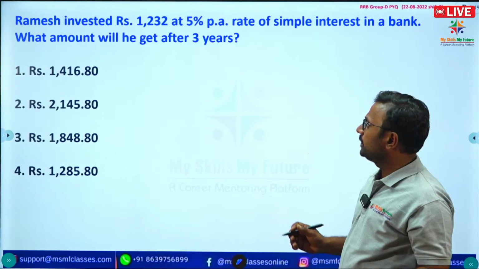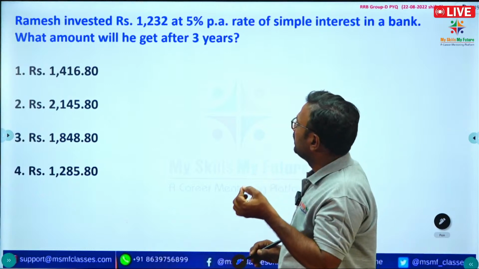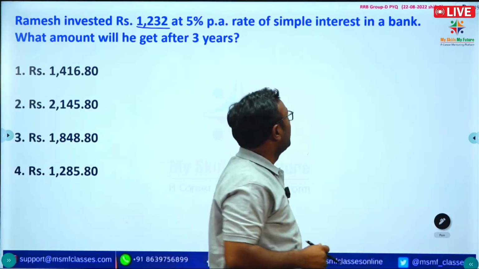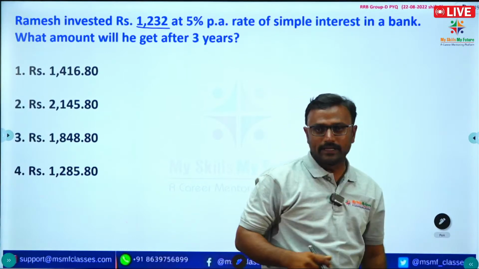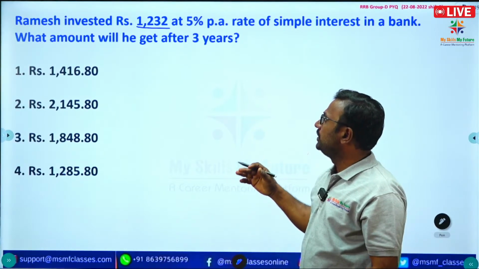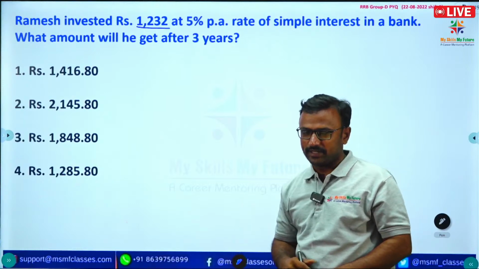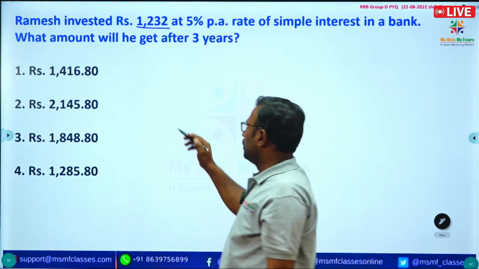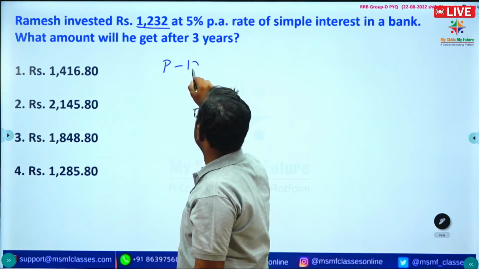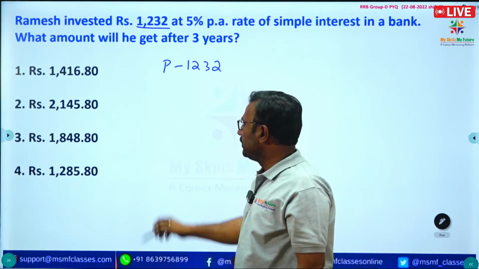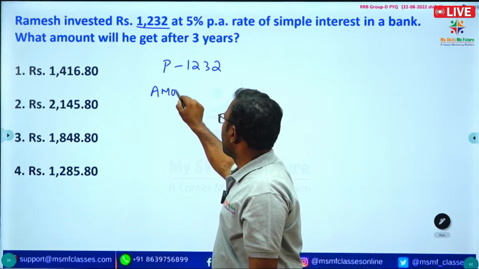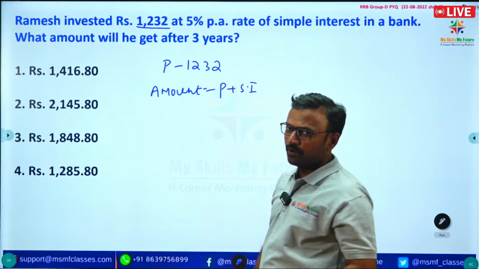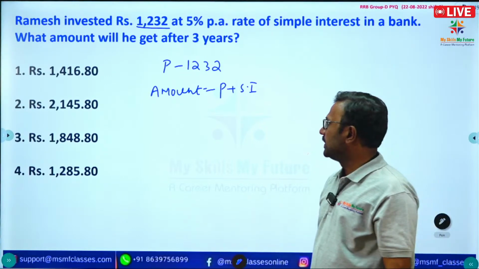See the question. Ramesh invested 1232 at 5% per annum of simple interest in a bank. What amount will he get after 3 years? Here the principal is 1232, and we need to find the amount. Amount is equal to principal plus simple interest.